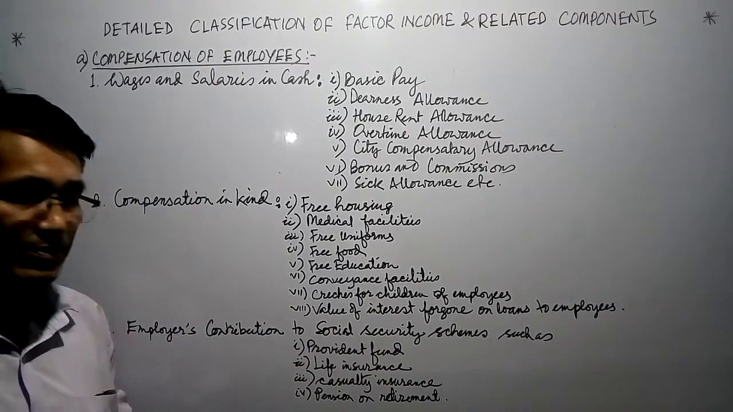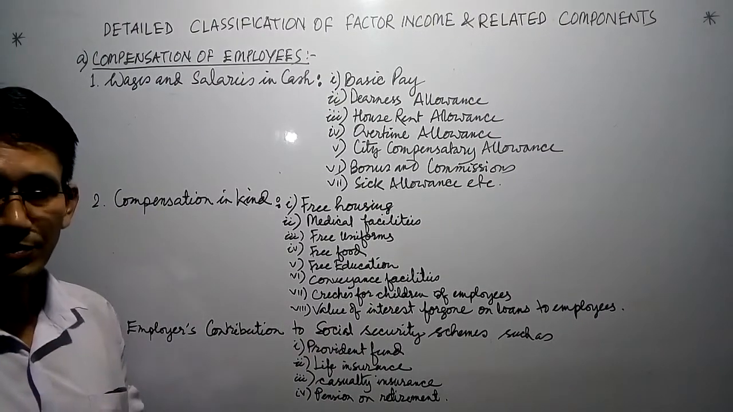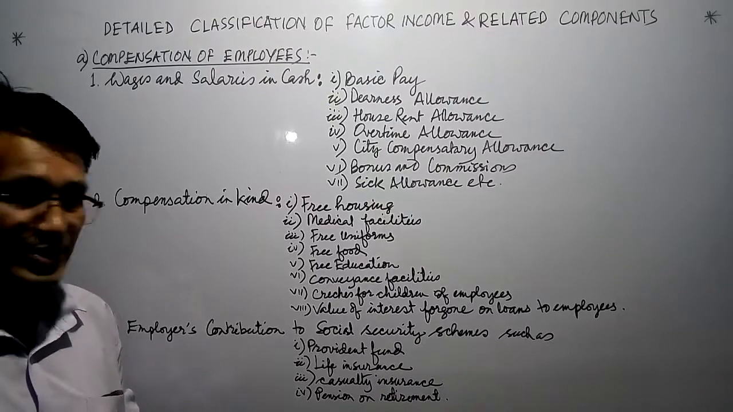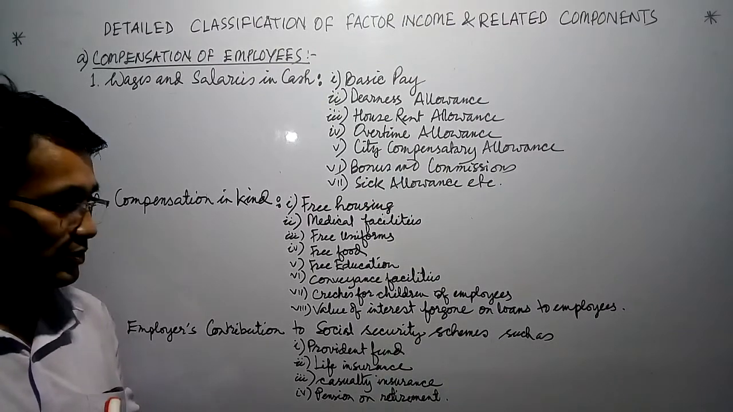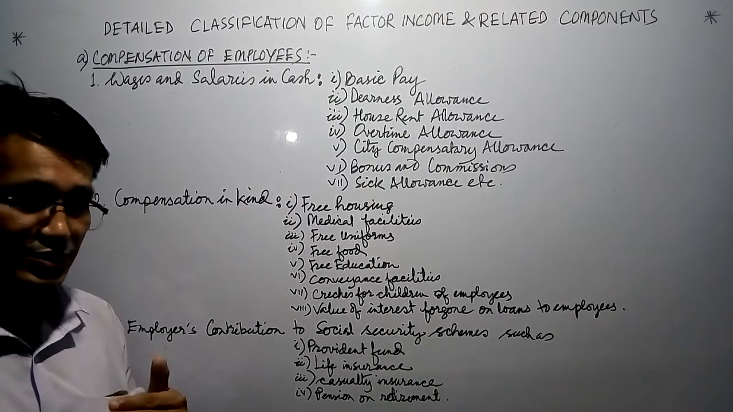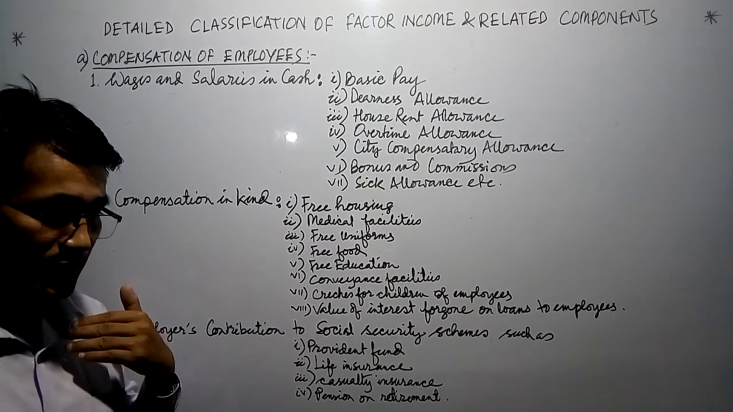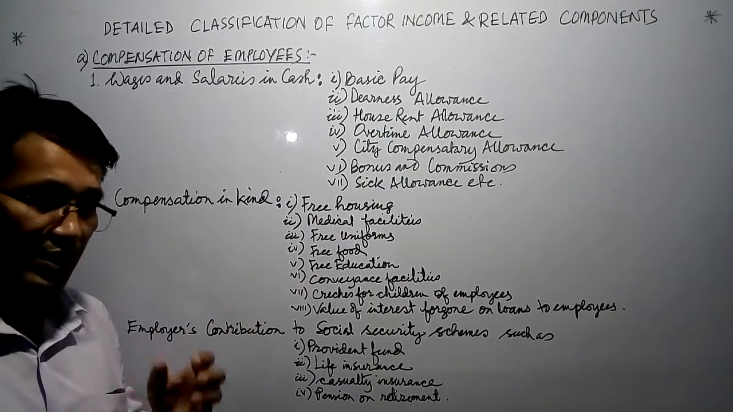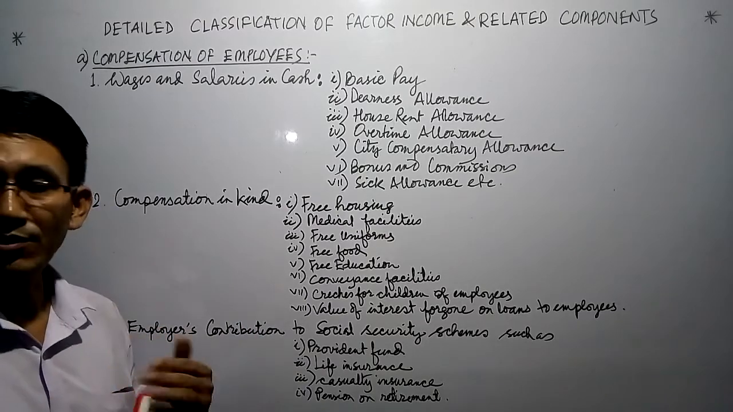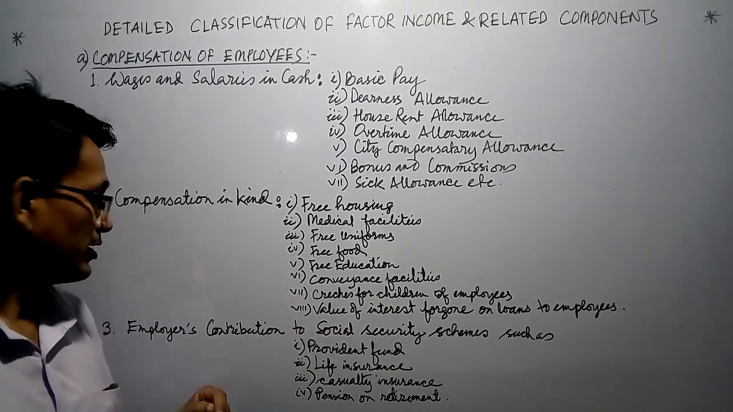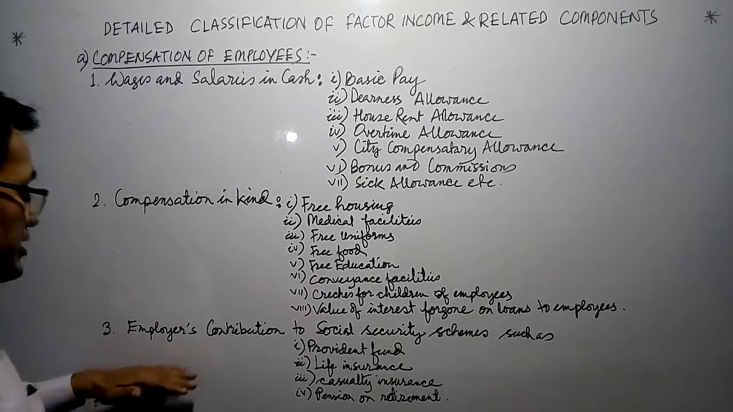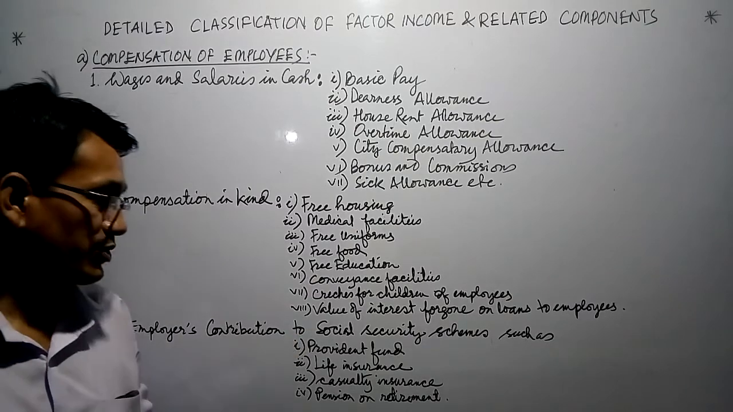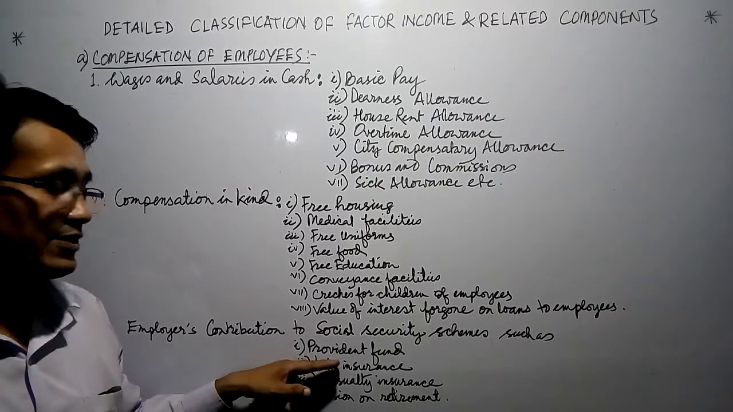Sometimes employers give loans to the employees, but no interest or a very minimal interest is charged. If that money was lent to some other person, the employer would have collected a lot of interest, but that is not the case. Then the third one is employers' contribution to social security schemes, for example provident fund.